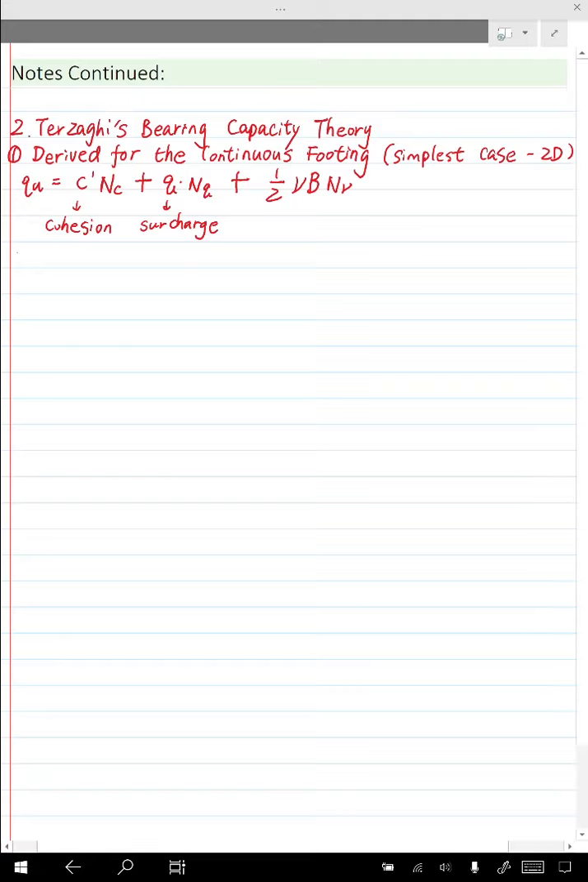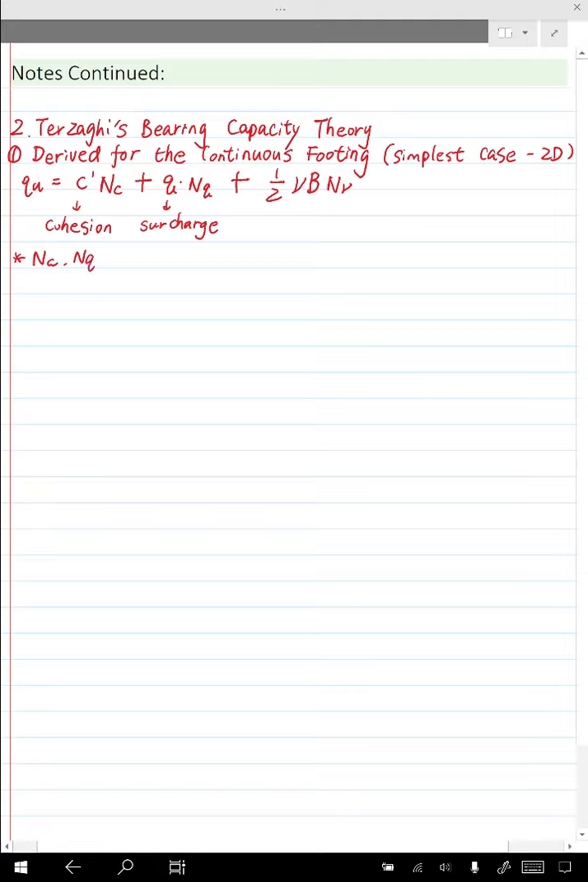And in this example, NC and NQ and N gamma seem to be the key things, because we know C prime, we know Q, we know gamma. They are the material properties. If we don't know them directly, we can get them from the indices that we obtain in the subsurface exploration testing, which was introduced in the previous lecture.